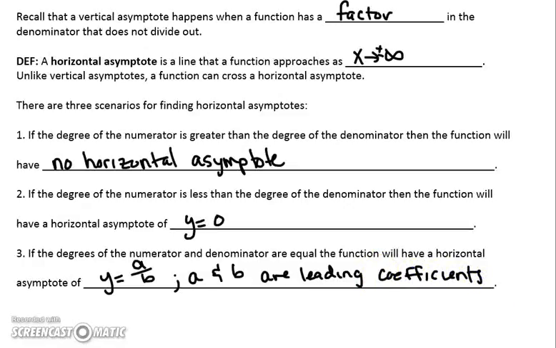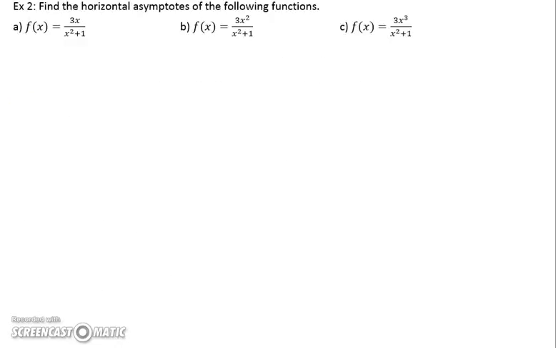So three situations, all dealing with the degrees of the numerator and the denominator. Let's take a look at a couple of problems and see if we can figure out our horizontal asymptote. So part A, looking at the degree in the numerator, it's 1, right, x to the first. Degree in the denominator is 2, so we have a larger degree in our denominator, so our horizontal asymptote is going to be y equals 0.